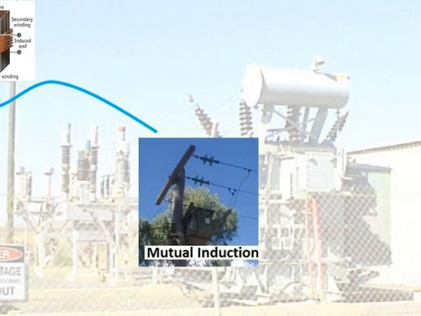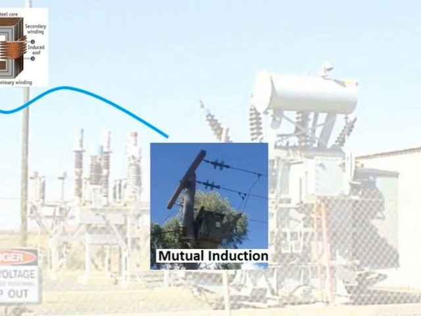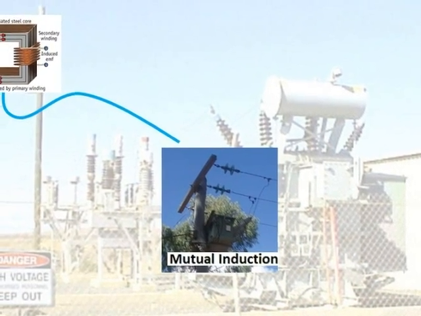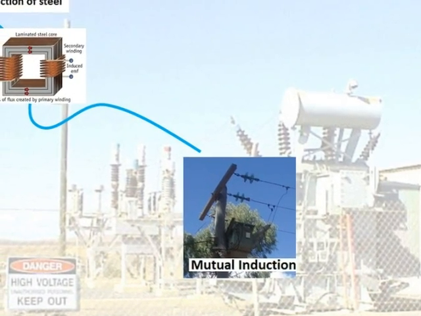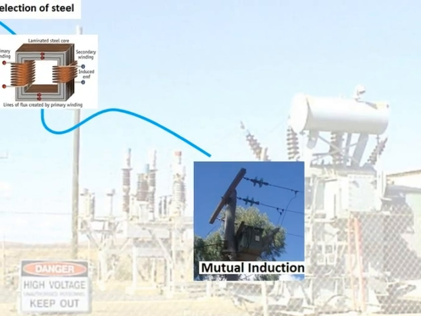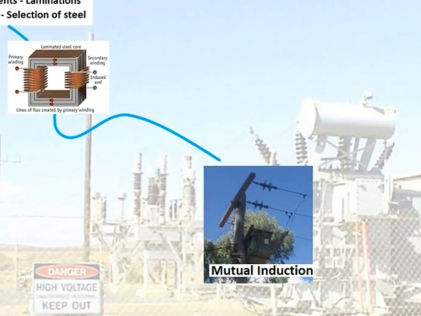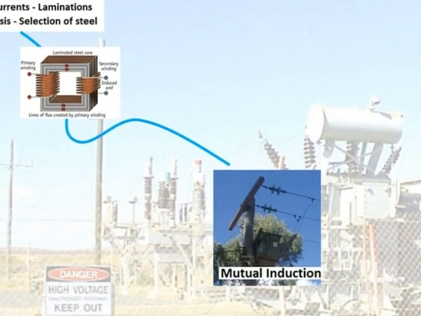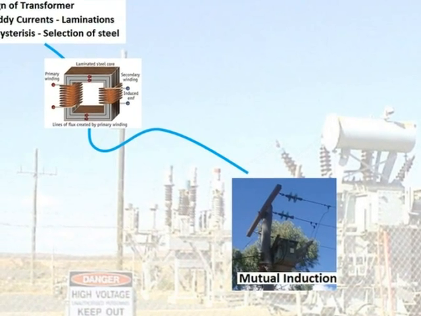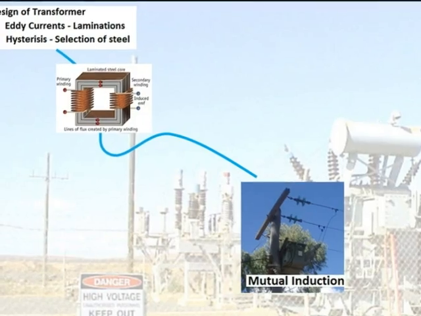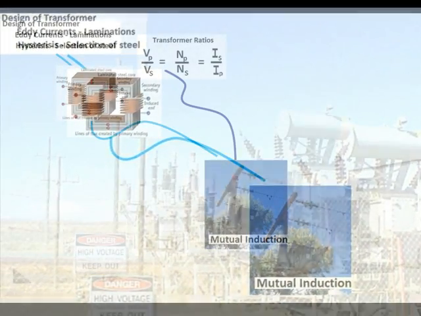Construction of a transformer, of course, takes into account the concepts of eddy currents and the use of laminated sections to reduce them to a minimum. And also the type of steel, so hysteresis being another iron loss, which is kept to a minimum through the selection of the correct grade of steel.